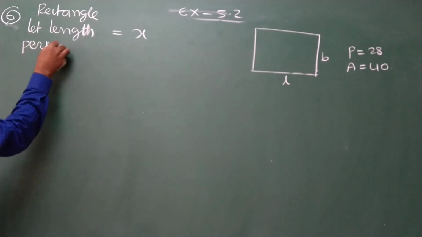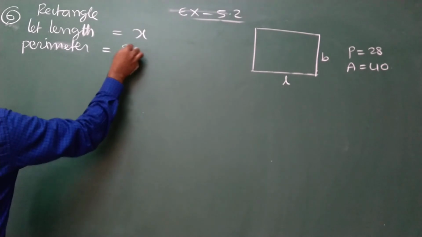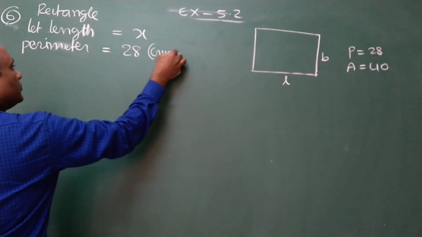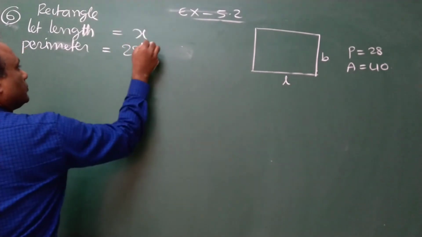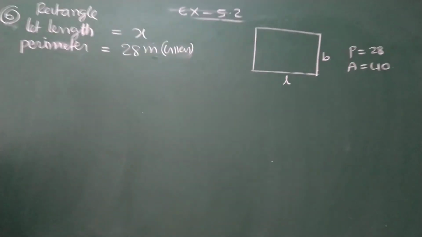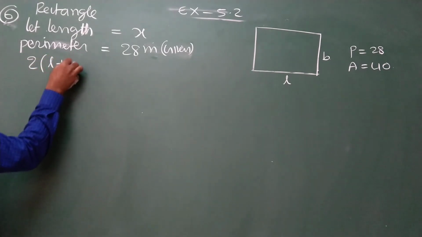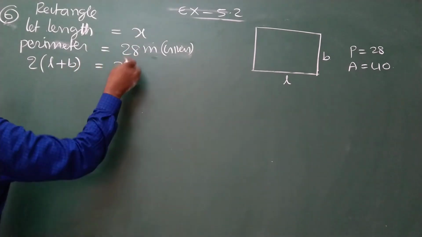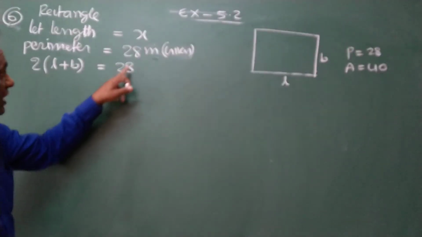Perimeter. Don't write. Perimeter is 28 meters. Students, perimeter is 28 meters. What is the perimeter of rectangle formula? 2 into L plus B is equal to 28. Perimeter of rectangle formula, 2 into L plus B, is given as 28.